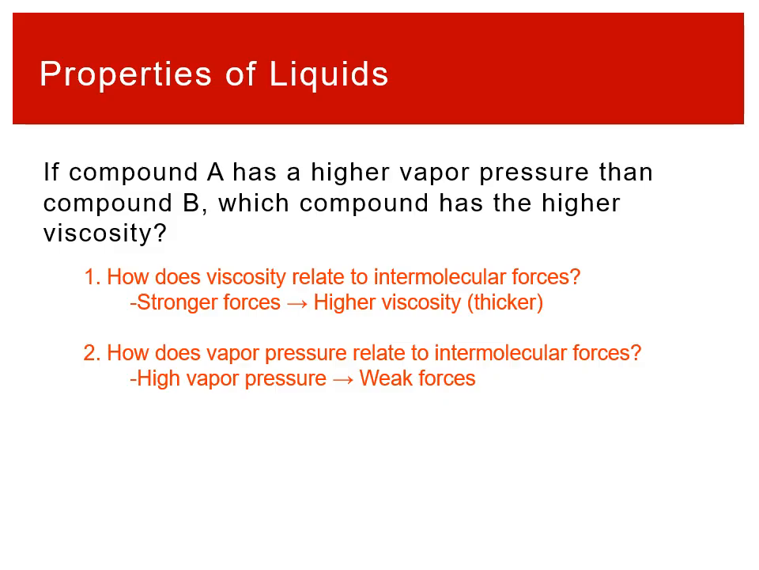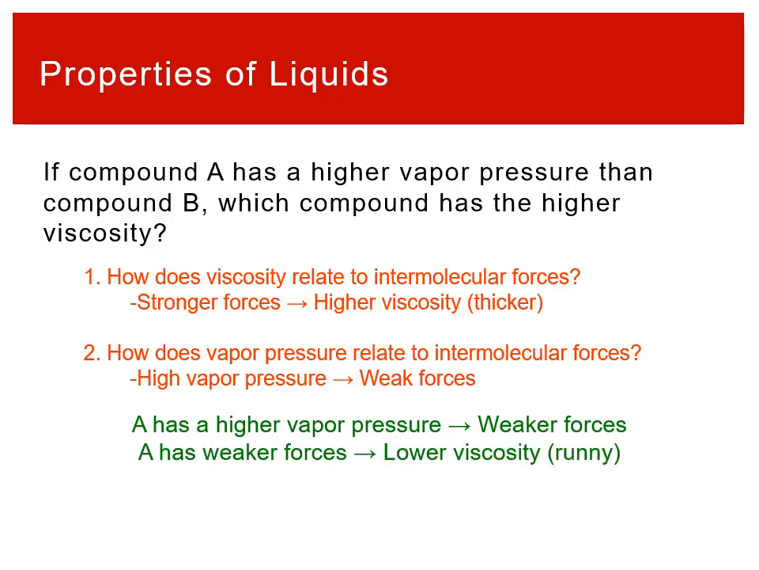This is kind of the opposite one. Everything else is direct: strong, high. But this is the opposite. High vapor pressure means weak forces. There's lots of molecules in the gas phase, which means they're not held together very well. So we are told that A has a higher vapor pressure. That means compound A necessarily has weaker forces.